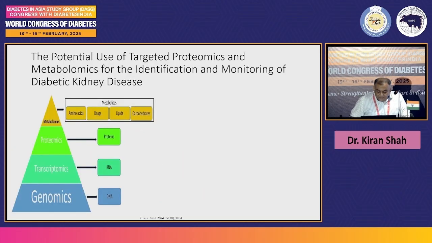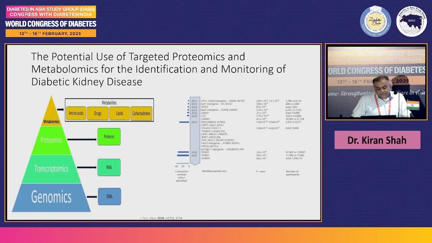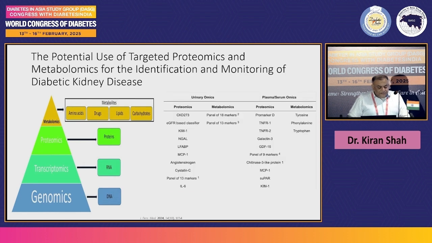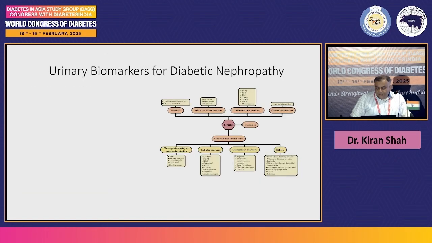Moving on to proteomics, based upon the GWAS, these are various chromosome loci which have been associated with diabetic nephropathy. And then we also have the proteome, which is a collection of all proteins present in the urine originating from different sources, whereas the urinary metabolome refers to the complete set of small molecule metabolites found in the urine. These omics are basically urine based. We can have a single panel or multiple panel testing with respect to a biomarker.